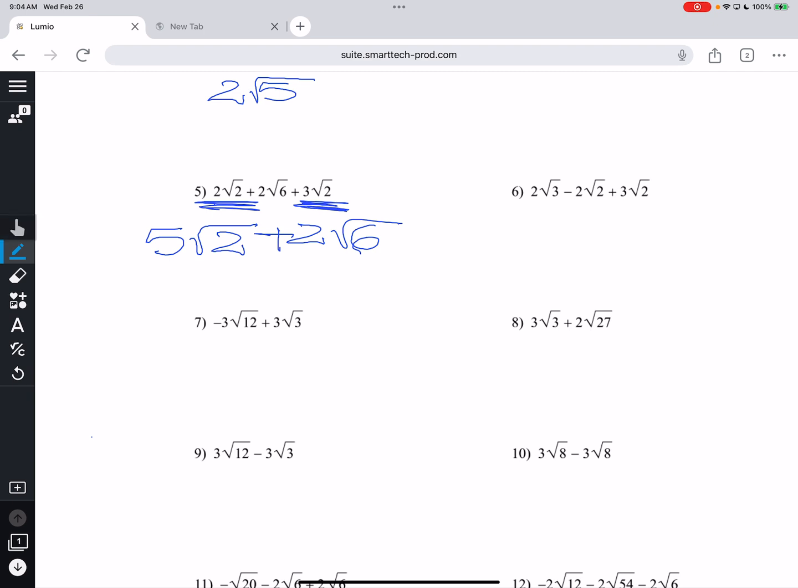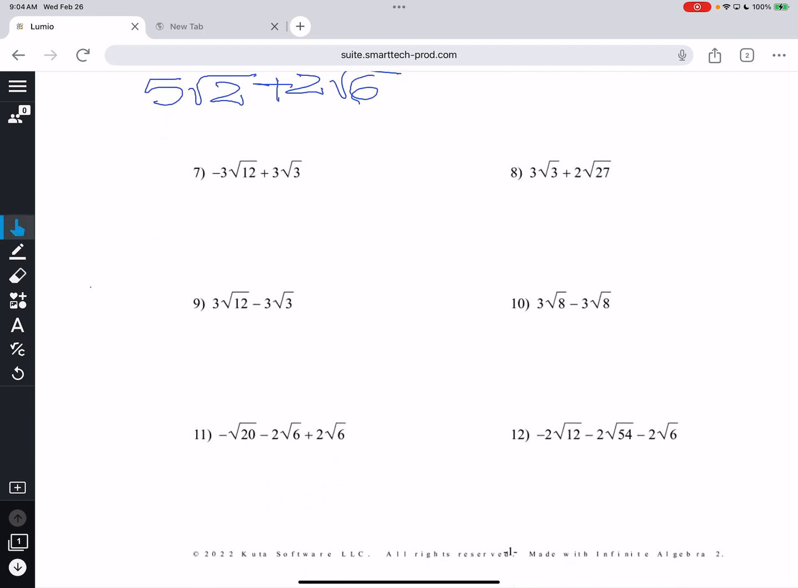All right, now there's a little difference for number 7. Who can tell me what we would do with 7? Break down the 12. So we already have, with the 12, a negative 3 that we're going to work with because it's the number outside. 12 is going to break down into 4 times 3. So what are we left with? What comes out? 2.